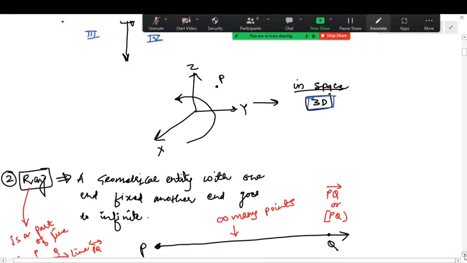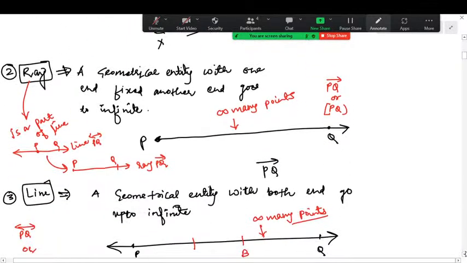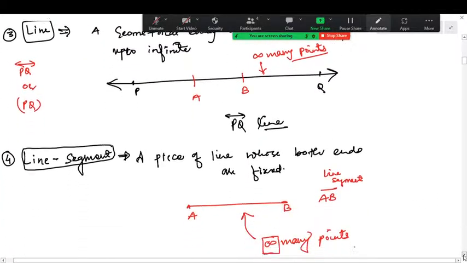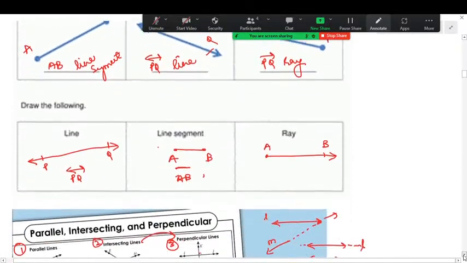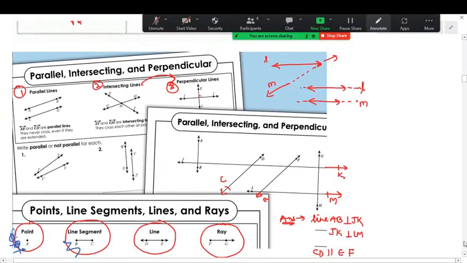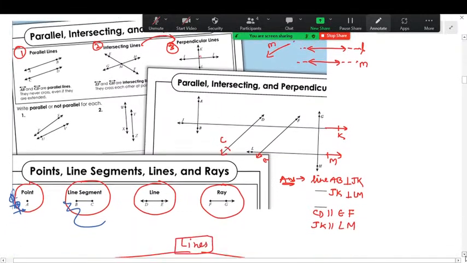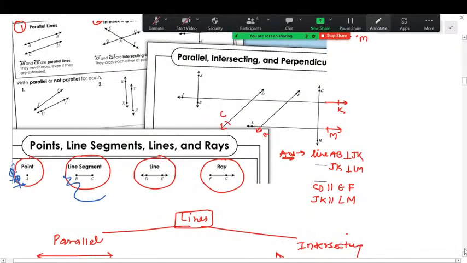The next thing is ray. A ray has one end point that is fixed, and in the other direction it goes up to infinity. Then we have a line that has no end point in both directions, it goes up to infinity. Then we have a line segment that has both endpoints, both ends are fixed. Then we have parallel lines, intersecting lines, perpendicular lines. We later discussed lines.